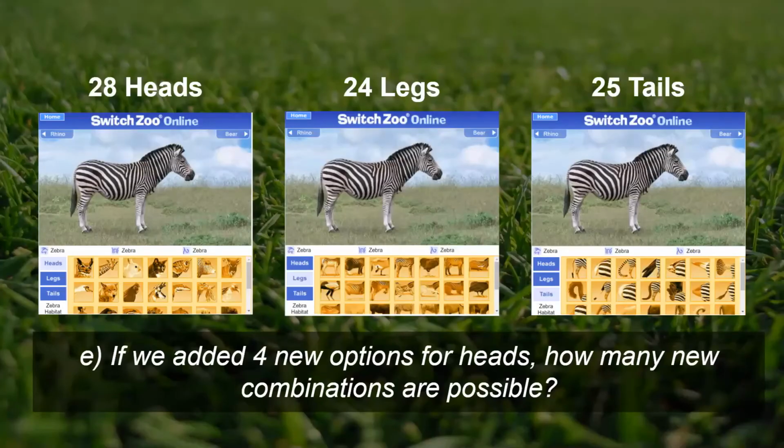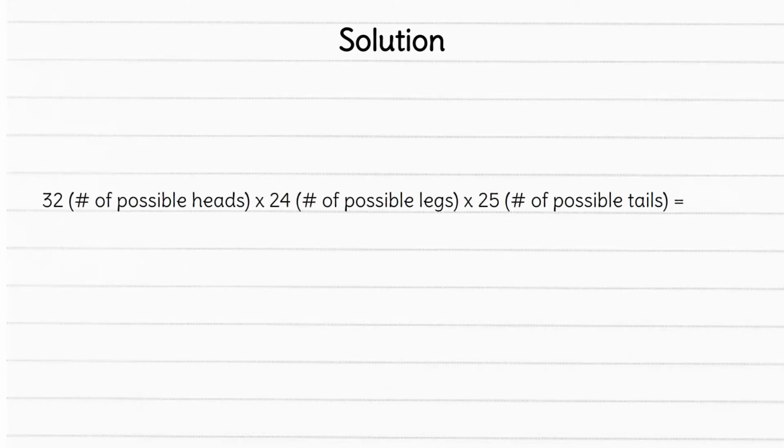Our next scenario. If we added 4 options for heads, how many new combinations are possible? So instead of 28 heads, if we had 32 heads, how would our combinations be? Similar to the last question, we can use our quick trick of multiplying all the options together, and we would get 32 times 24 times 25, giving us a total of 19,200 possible combinations.